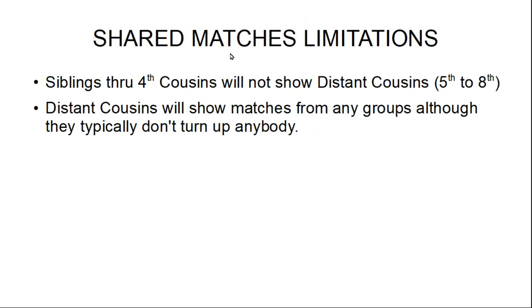Shared matches have some limitations. Siblings through fourth cousins will not display or show distant cousins in the 5th to 8th group. Period. On the other hand, if I'm looking at somebody from the 5th to 8th group, they will show matches from any of the groups, although they don't typically turn up anybody. When they do, it's nice to have that information.